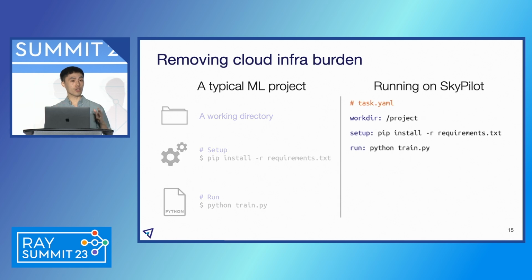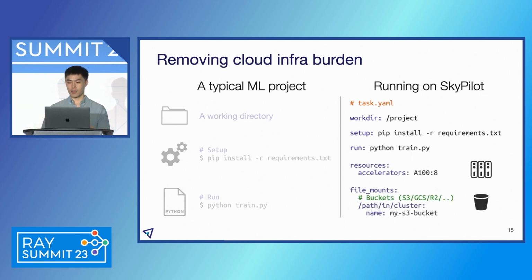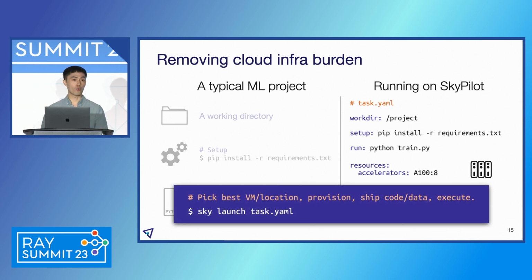Now, taking this project and running it through SkyPilot is super simple. We offer an intuitive YAML interface where users can specify these components. Additionally, the user declares the resource requirements, and we also give a very simple interface to mount an object storage bucket into the cluster. So what this means is that the user program can easily read data sets or write checkpoints to the bucket using a local path. And that's it. Using one command, users can launch this task to the cloud.